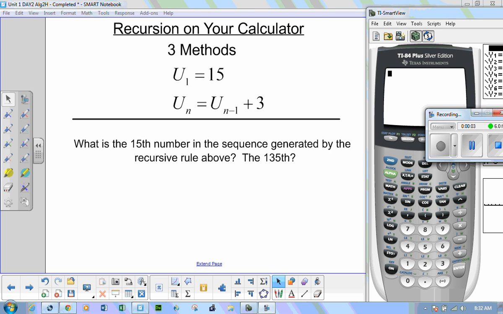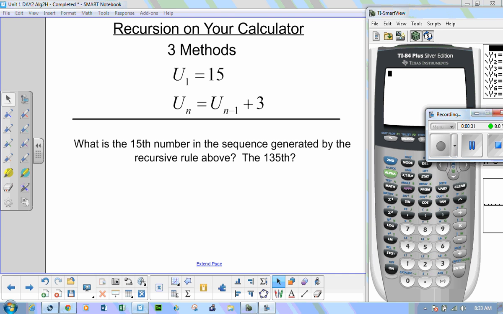Hello and welcome. In this video, we're going to examine how to use our calculator to deal with recursive sequences. There are several methods for this. Some methods are very valuable in relation to one particular question, and some methods are valuable in relation to a different particular question when dealing with recursive sequences. Hopefully this video will demonstrate that.